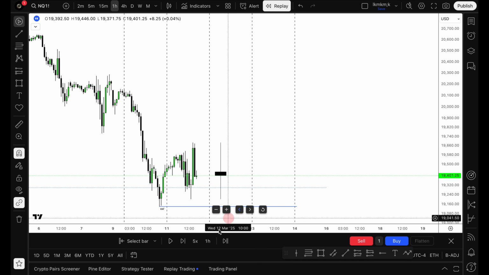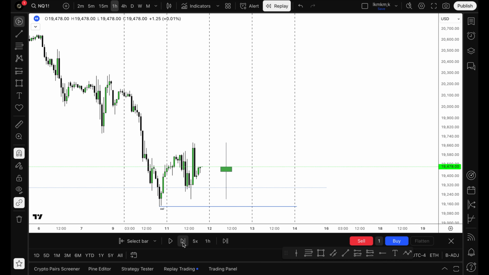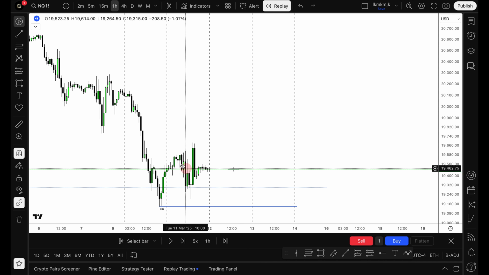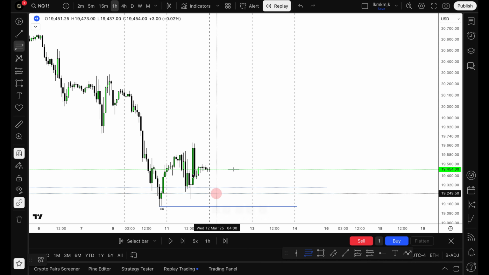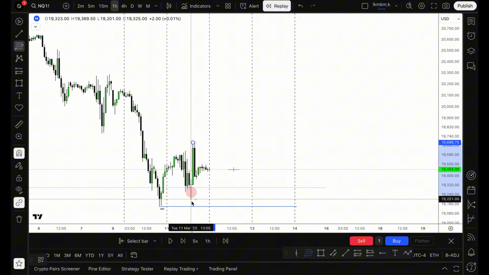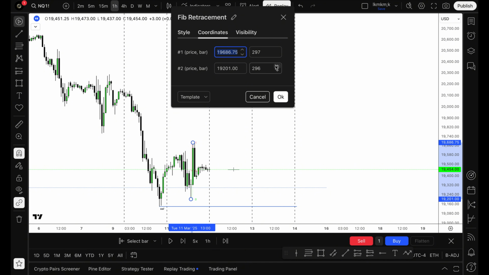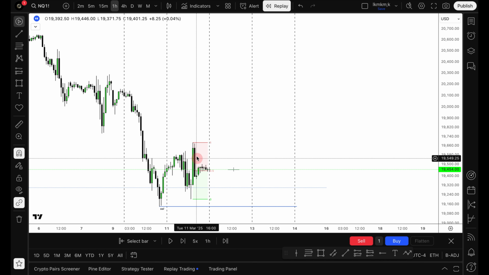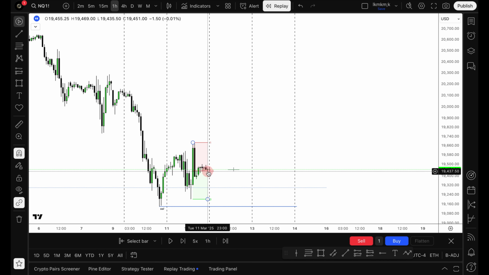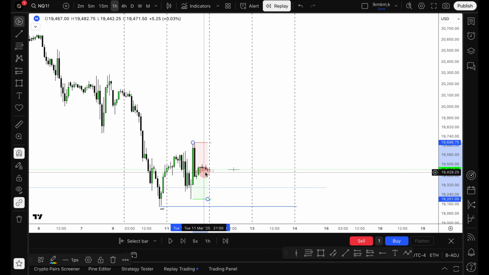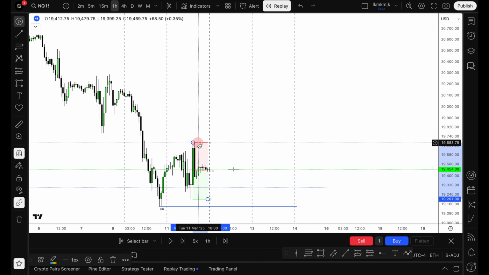It's chopping around, and it closes like so. So if I get my tool from here to here, this is Tuesday's high to Tuesday's low. I can see that price has closed very close to the open. So what we do, we sit on our hands until we get a sweep of the high.